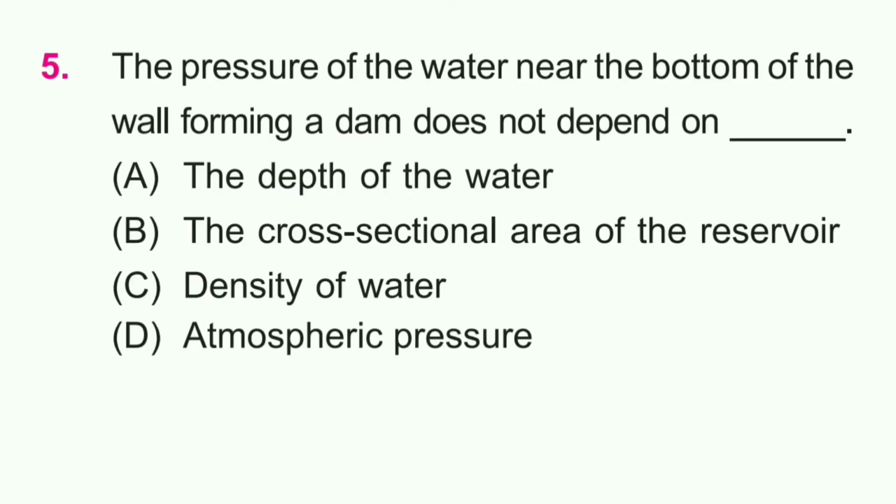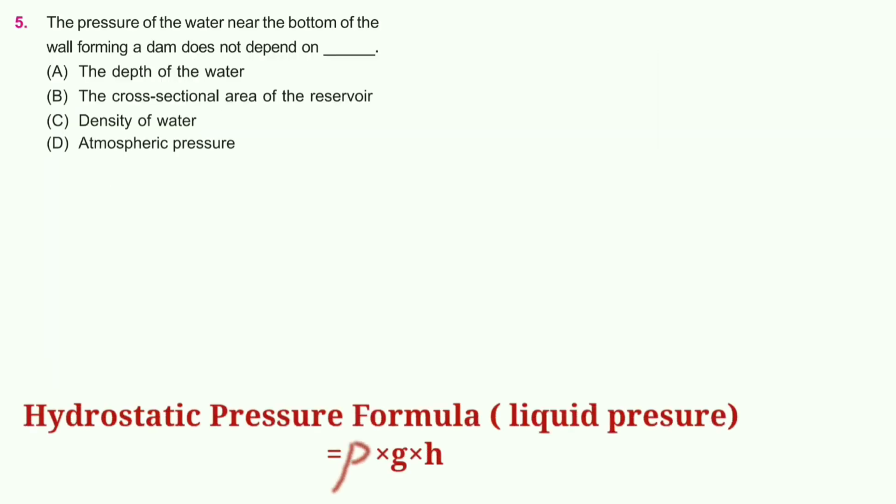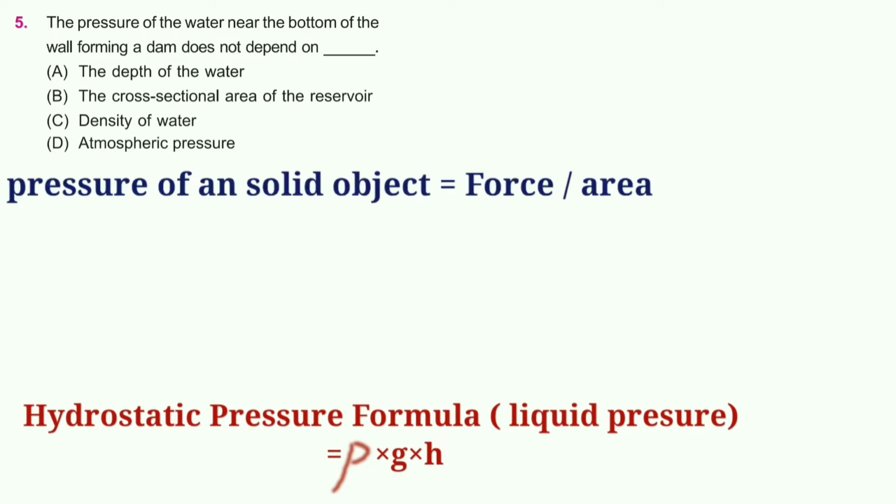Question number 5. The pressure of the water near the bottom of the wall forming a dam does not depend on dash. To understand this question, we have to understand the pressure exerted by water on the bottom and wall of the container or dam. We know that pressure equals rho into height into g. This is the formula of pressure. This question will be cleared if we derive this formula. It is very simple. Pressure equals force by area.